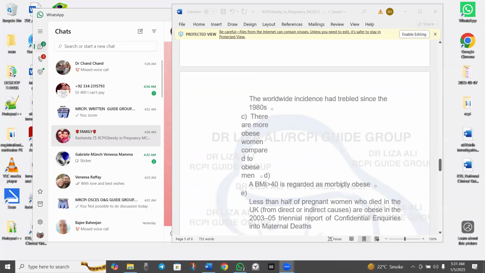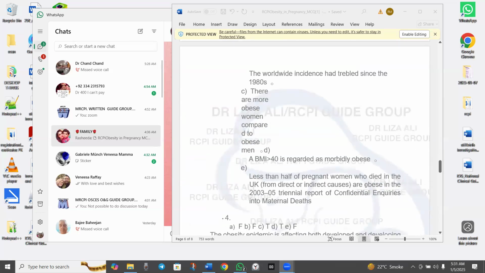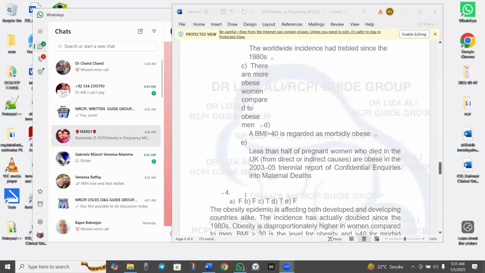E, less than half of the pregnant women who died in the UK from direct or indirect causes were obese in the 2003 to 2005 report of the confidential inquiries into maternal deaths. Just read the answer because it's going to be finished now. A is false, B is false, C is true, D is true, E is false.